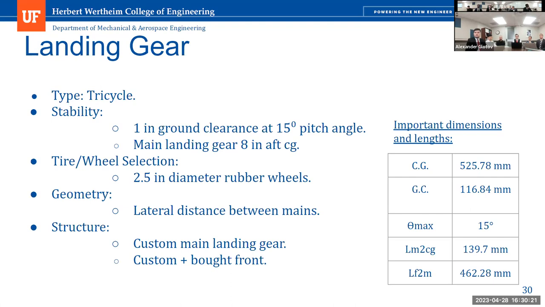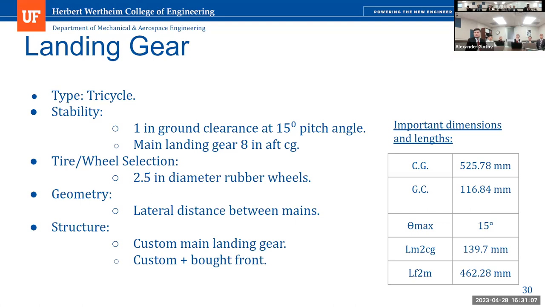For the stability, we considered that we needed at least one inch of ground clearance for takeoff at an angle of pitch of 15 degrees. And for that, we located the landing gear 5.5 inches after the center of gravity of the aircraft. In the lateral direction, it was determined that the aircraft needed at least 2.48 inches on each side to make the aircraft stable enough to receive a wind gust from the side. So we decided to use a factor of safety of 2.5 and make the total distance between the landing gear in the lateral direction 12.48 inches.